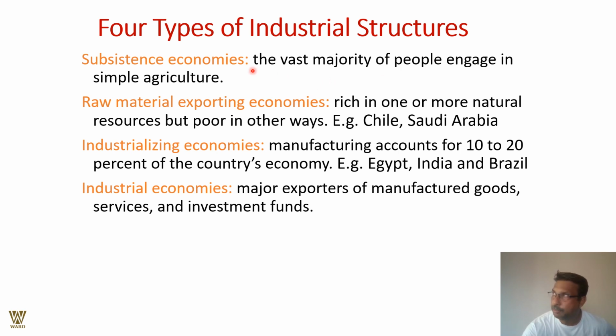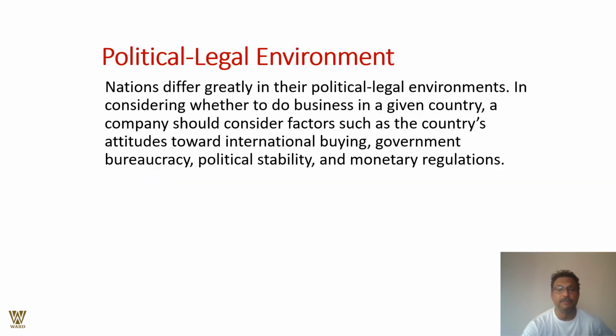Subsistence economy: the vast majority of people are engaged in simple agriculture. Raw material exporting economies: rich in one or more natural resources, but poor in other ways. Example, Chile, Saudi Arabia. Industrializing economies: manufacturing accounts for 10 to 20% of the country's economy. Let's say Egypt, India, Brazil. Industrial economy: a major exporter of manufactured goods, services, and investment funds thereby.